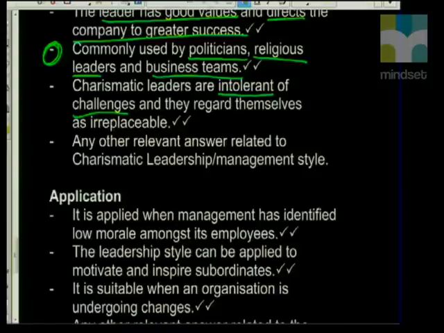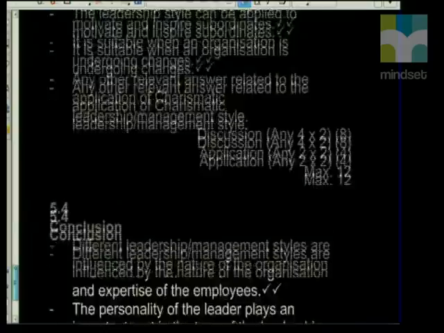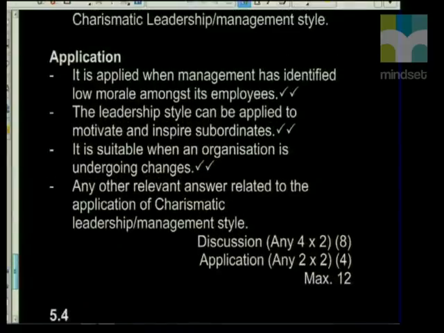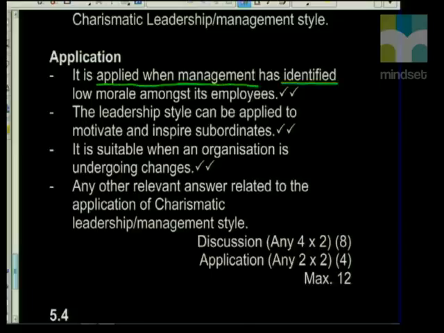Next, charismatic leaders are intolerant of challenges and they regard themselves as irreplaceable. So this would be basically, I would say, a disadvantage of charismatic leadership, where people feel that they are not replaceable. Now, an example of this, and remember, this is the application here, the marks here. What is an example of this? It is applied when management has identified low morale amongst its employees. So when you can see your workers aren't happy, you bring a person in like this to just boost the way they feel.